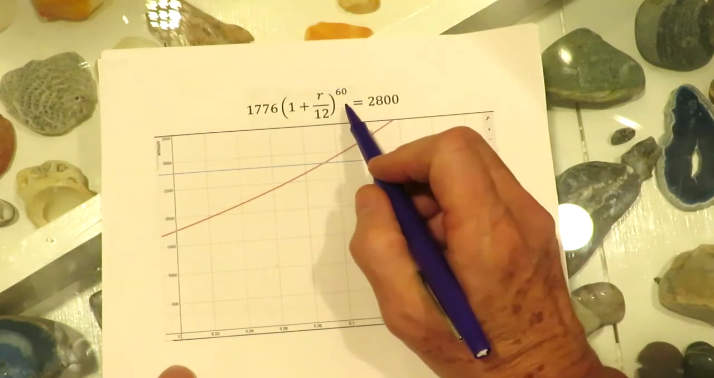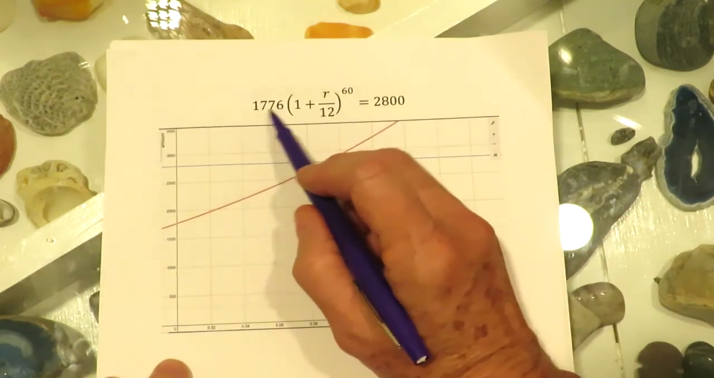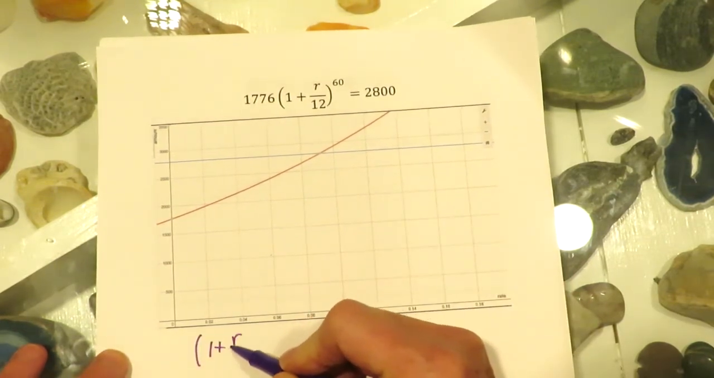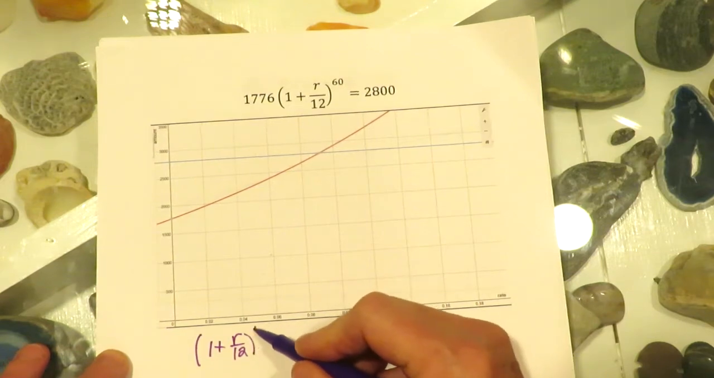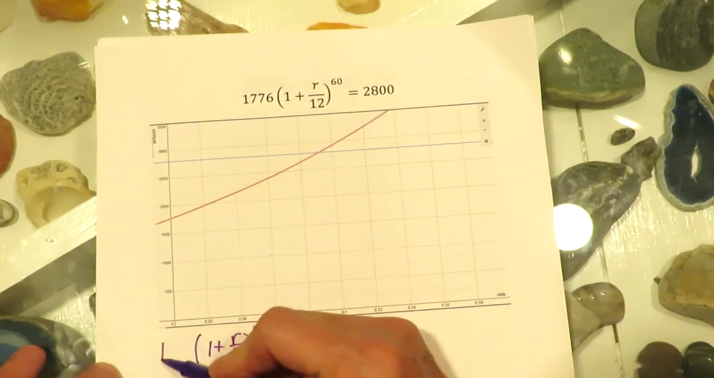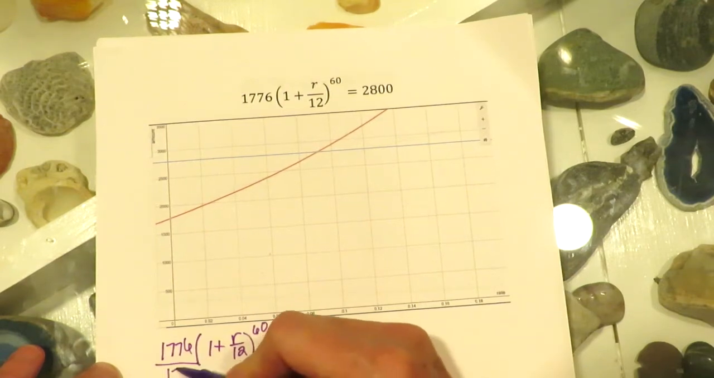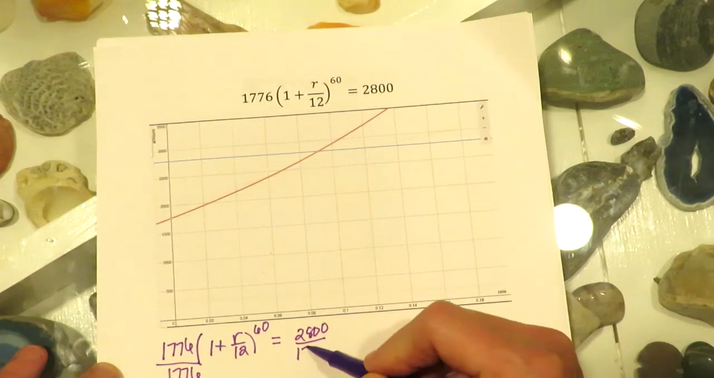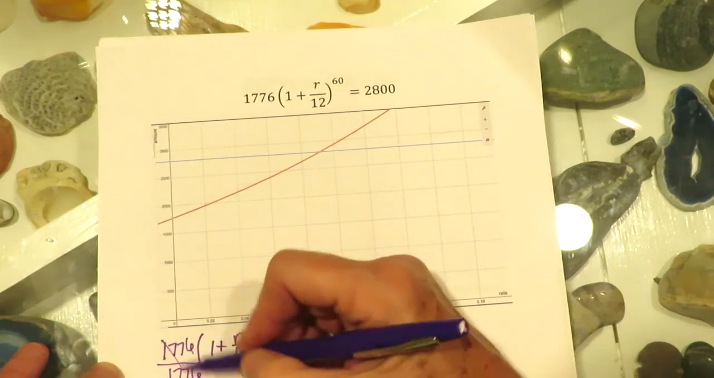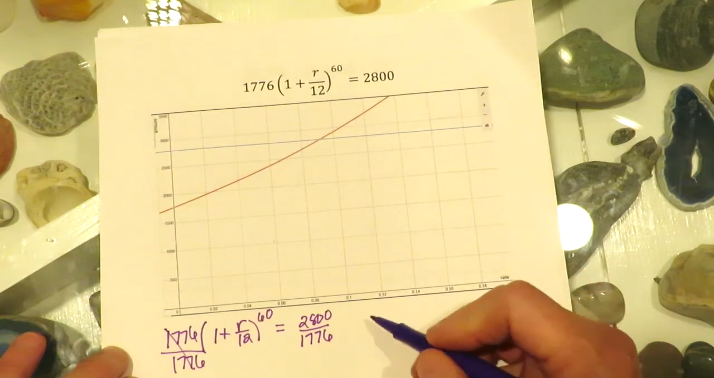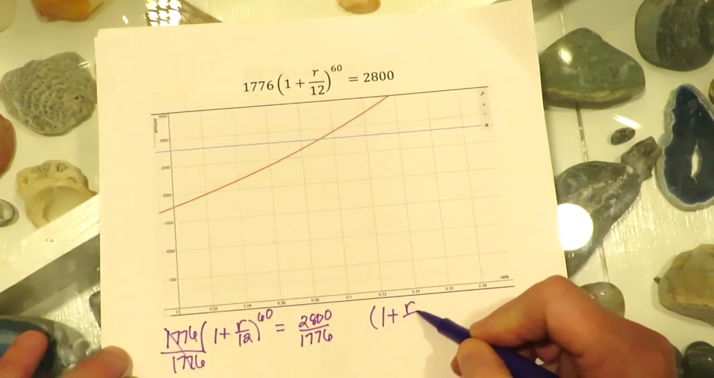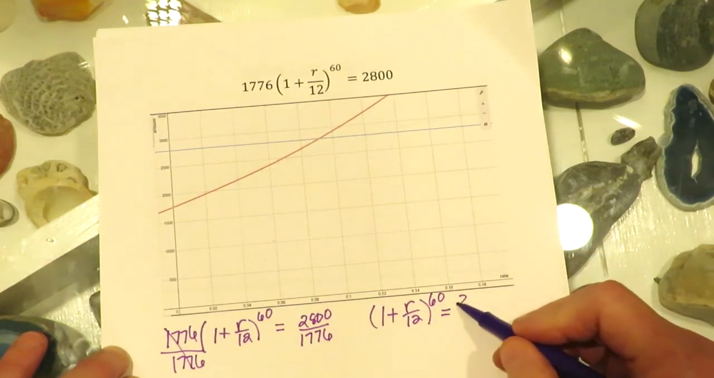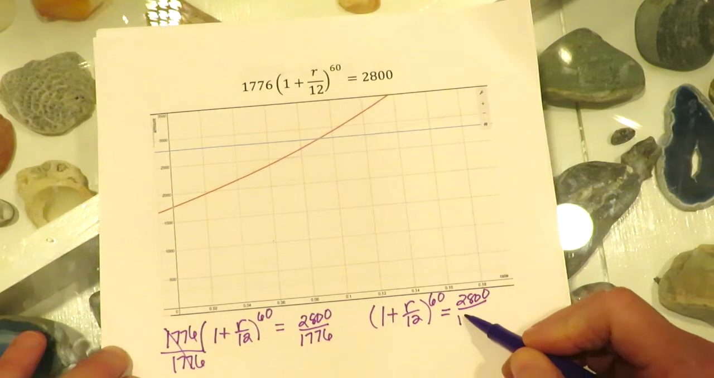So I don't have any outside adding. I do have some outside multiplying. So I'm going to divide both sides by that 1,776. And when I divide this side by the 1,776, I get 2,800 divided by 1,776. Those divide out to be 1, and we get 1 plus r over 12 to the 60th power is equal to whatever that fraction is. I'm just going to leave it in that fraction form for right now.